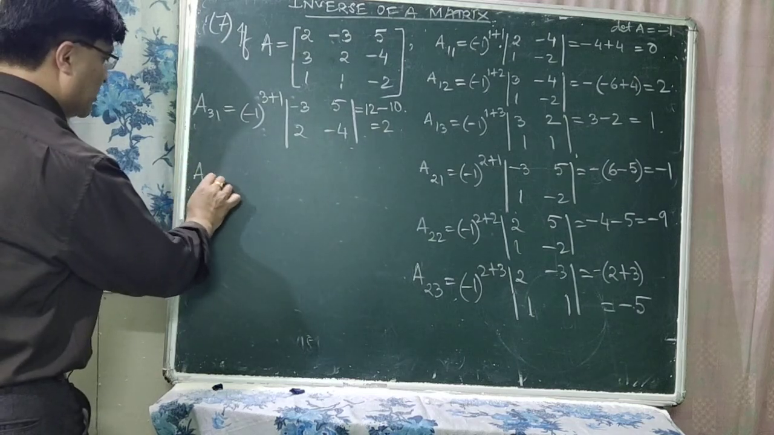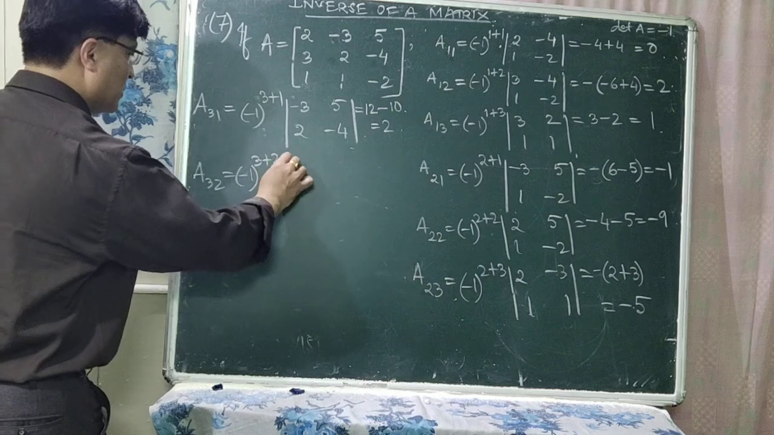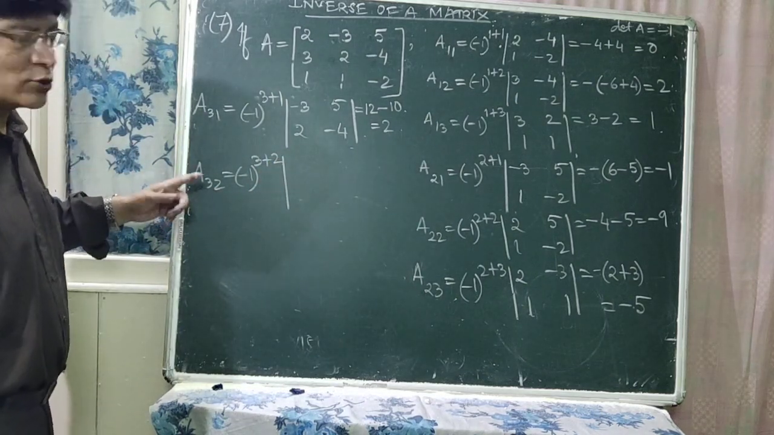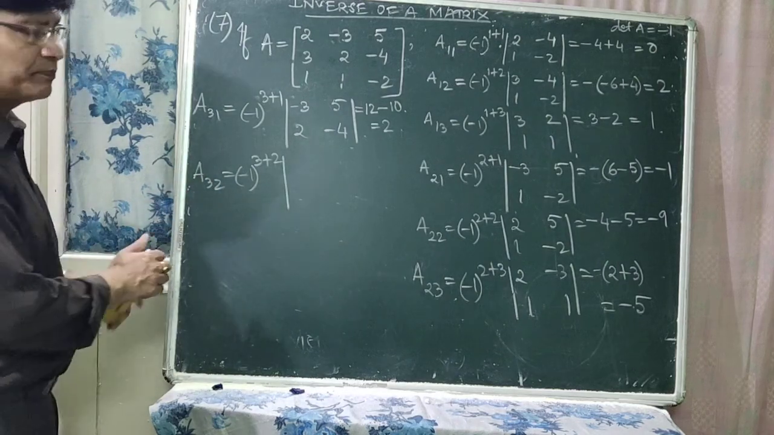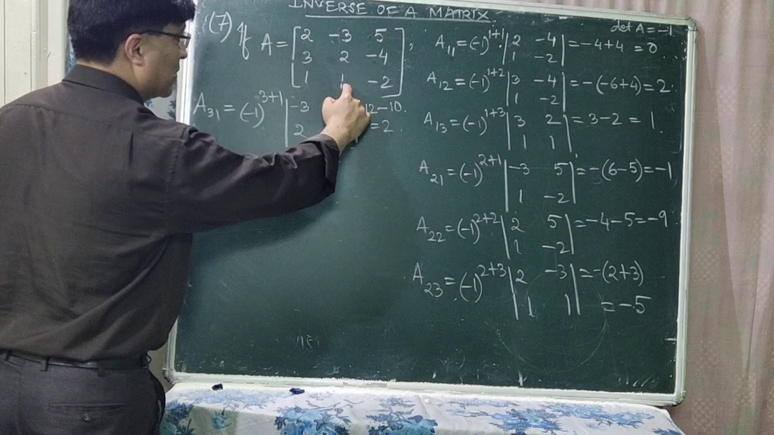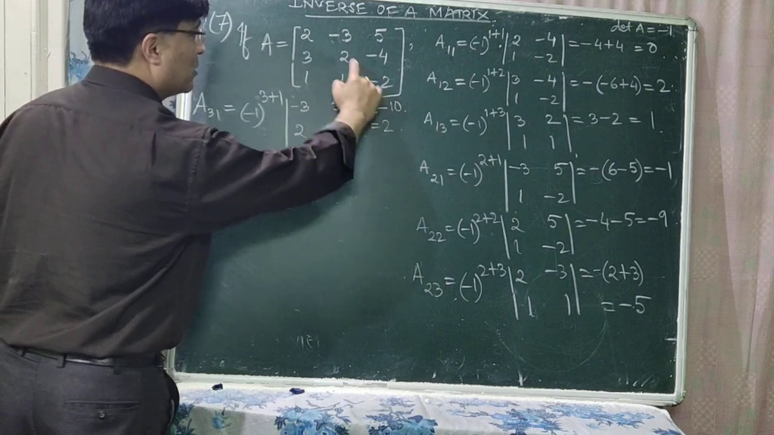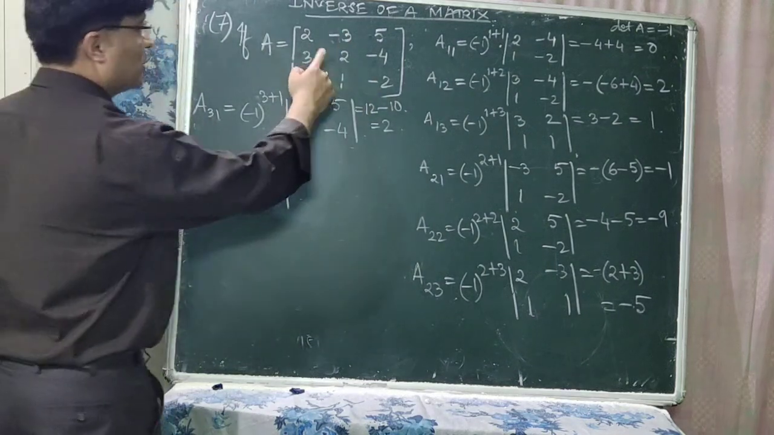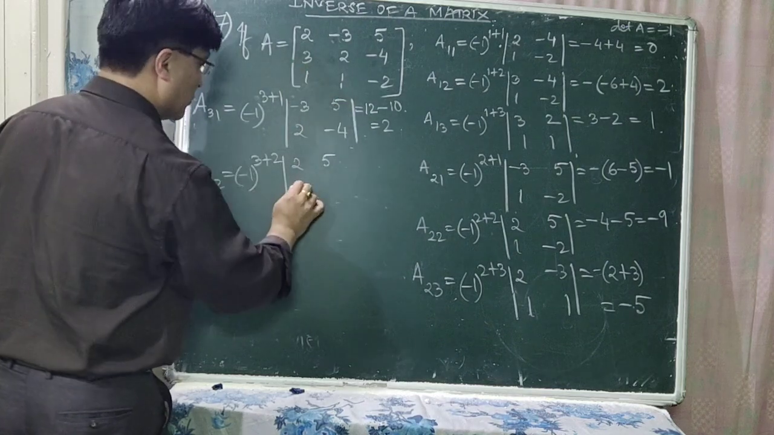Next is A32. First of all, consider the sign minus 1 to the power of 3 plus 2. You have to find out A32, that means the cofactor of the element belonging to the third row and second column, that means 1. You have to delete the row and the column through the element 1. So it remains 2, 5, 3, minus 4.